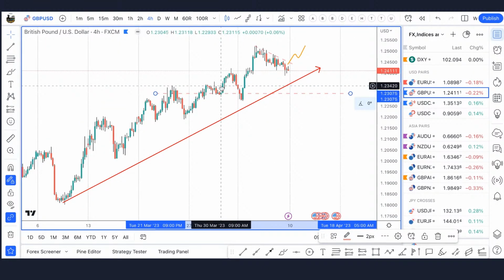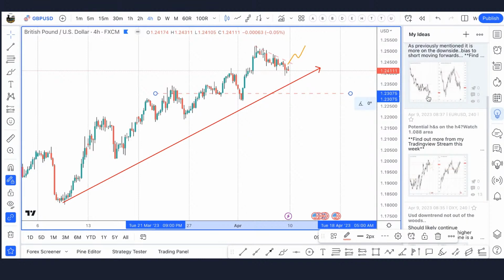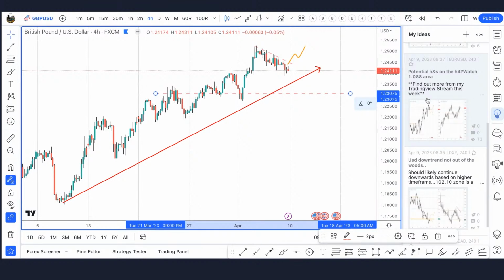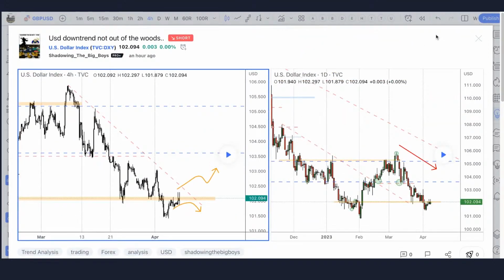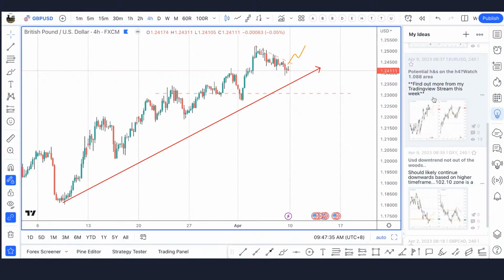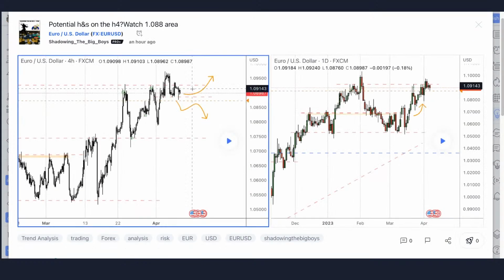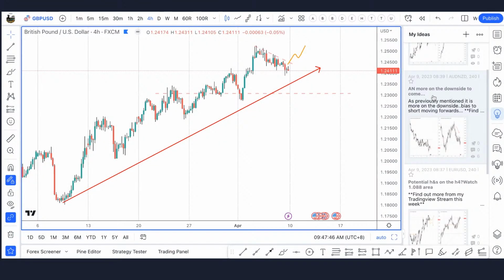Okay, so that's on the pound dollar, and then for this week, what I will be looking at, of course, I have covered the US dollar. I do feel that it is still not out of the woods. You can take a look at my trading ideas on TradingView and things like that, then you can revisit that. I'm saying that the US dollar to me is still on the downside. Then for the Euro USD, I've already mentioned it just now.